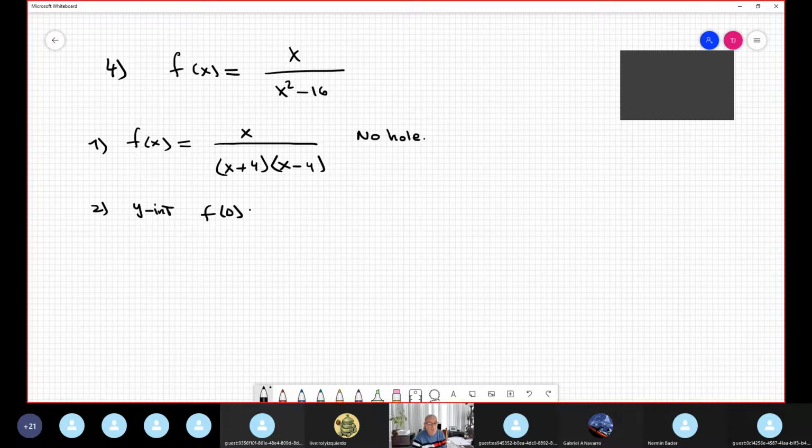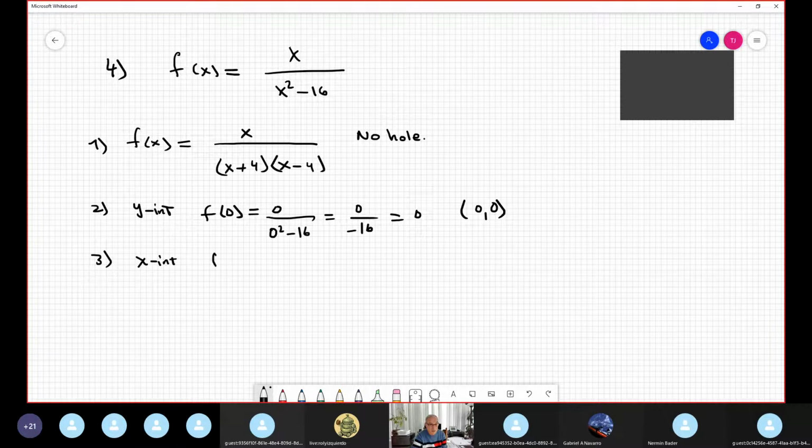Number 2 is the y-intercept, where the function value is 0. It's obvious that it's 0, no? Because you replace x with 0: 0 divided by 0 squared minus 16. If we have 0 on the top, I don't care what happens in the bottom. The answer is 0, and (0,0) is the y-intercept, and also the x-intercept. It's the same. The 3rd step, the x-intercept, where the function equals 0, you know, is coincident because you take only the top part. And the answer is the same. At that point, it's both the x and y-intercept.